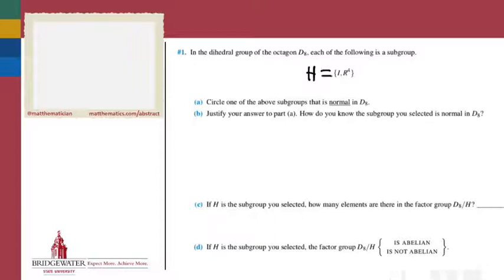So what did you say, first of all? How many elements will the factor group D8 mod H have? It's 8. And how do you know it's 8 elements? Because the order of the factor group is going to be the order of the big group divided by the order of the subgroup. Yes. 16 divided by 2. Great. 8, yeah. What theorem is that, by the way?